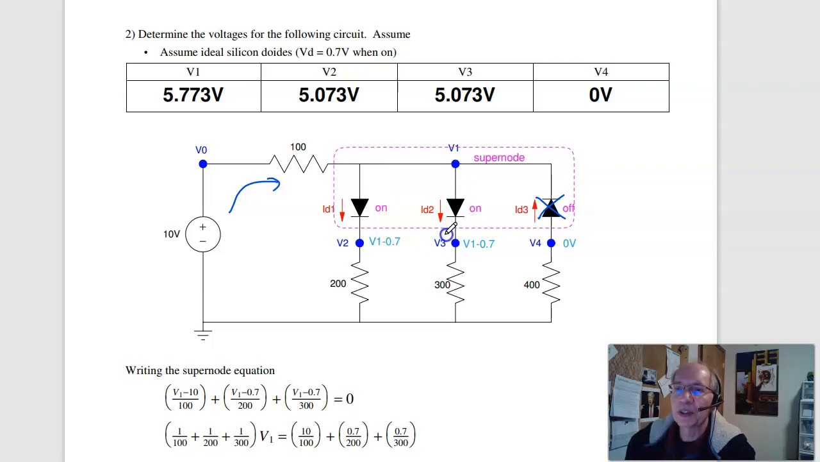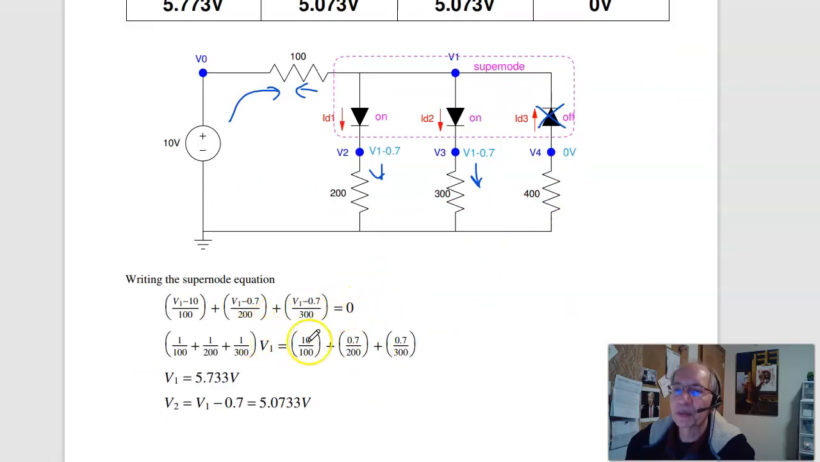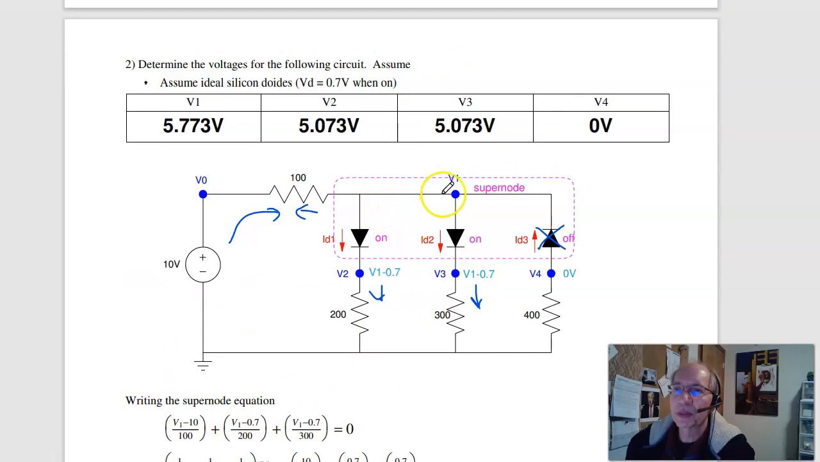Now do a supernode. Here's my supernode, the current left, which is V1 minus 10 over 100, plus this current, V1 minus 0.7 over 200, plus this current, V1 minus 0.7 over 300 equals 0. Solve for V1, I get 5.733 volts for V1. V2 is V1 minus 0.7, V3 is V1 minus 0.7, and V4 is tied to ground.